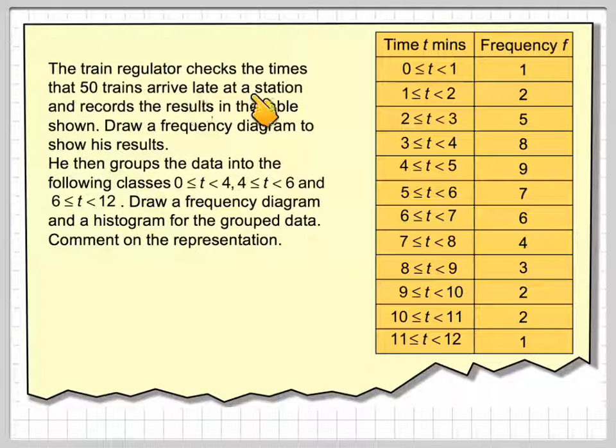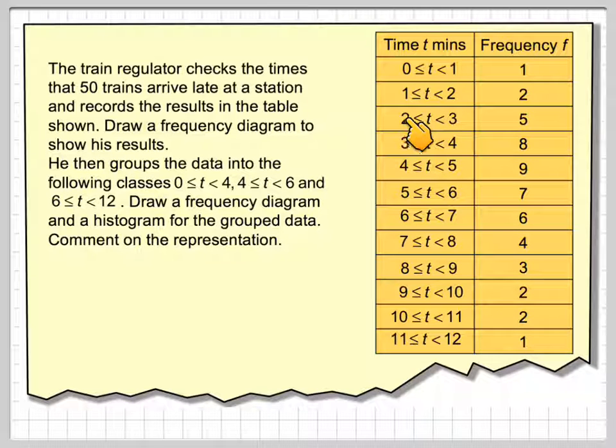A train regulator checks the times that 50 trains arrive late at a station and records the results in the table shown. Draw a frequency diagram to show his results. So we've got here the time, t minutes, and the frequency, and these split between 0 and 1 minute, 1 to 2, 2 to 3.